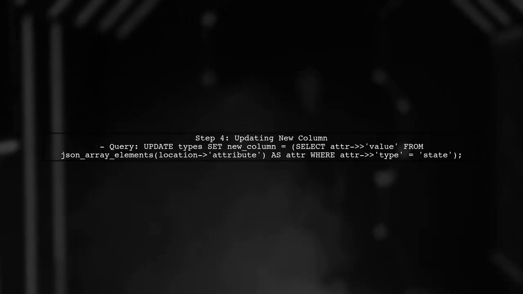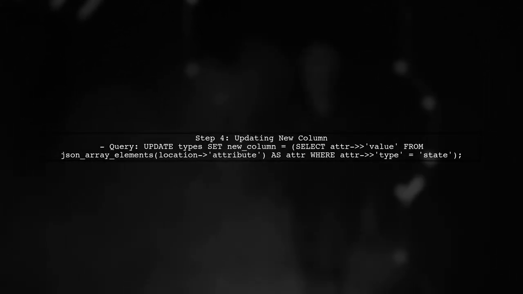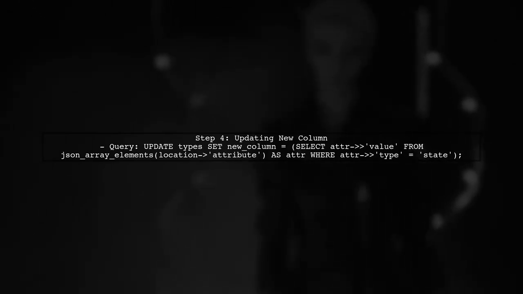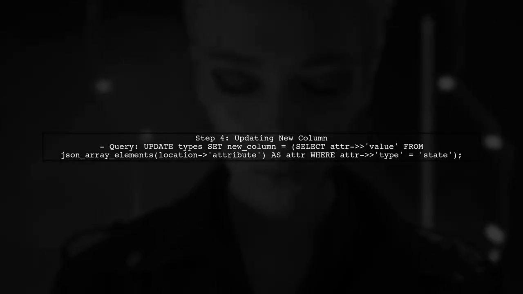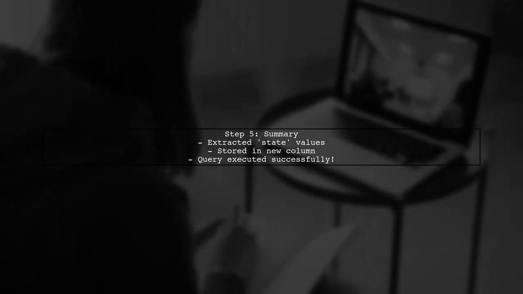Finally, to store these values in a new column, we can use an update statement combined with a subquery. Now you have successfully extracted the state values from the JSON column and stored them in a new column in your table.